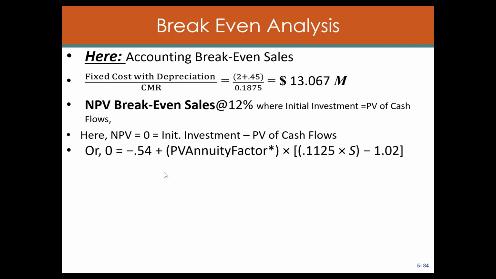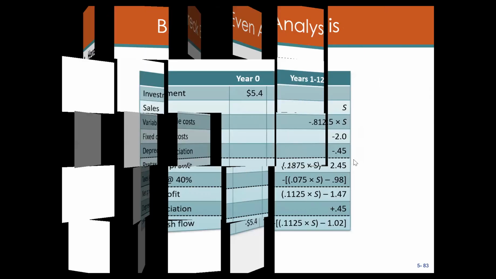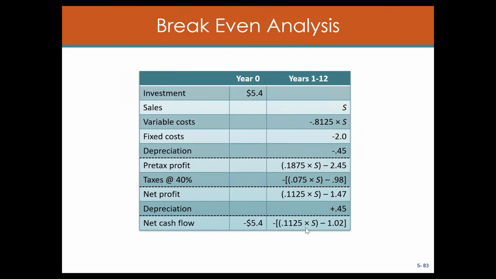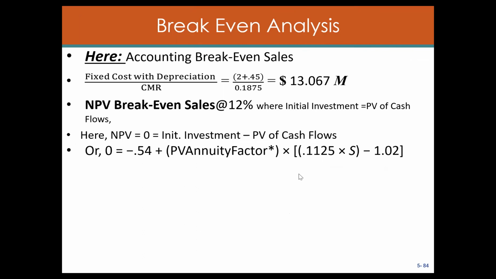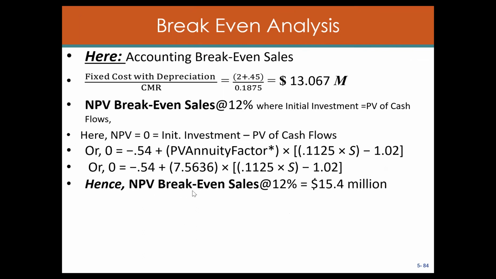So if you do that calculation, my initial investment is 5.4 million. Plus, I take an annuity factor over here times annuity factor for 12%, times 0.1125 times the sales. What is 0.1125? If you go back here to the previous slide, this is how I got it. My net cash flow is 0.1125 times sales minus 1.02. So these two are equal at NPV break even. Present value of this, using the annuity factor at 12%. So if I solve for this, I get the net present value break even sales at 12% of 15.4 million, which is higher than this.